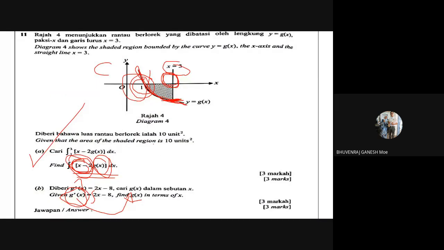Koordinat tu yang disentuh. Kamu kena lihat koordinat yang lengkung sentuh, Jericho. You need to see the coordinate that intersect this curve. Kamu kena lihat lengkung. Sebab sekarang kita cari persamaan lengkung. We are finding the curve equation. This is the curve. You see any point you have.